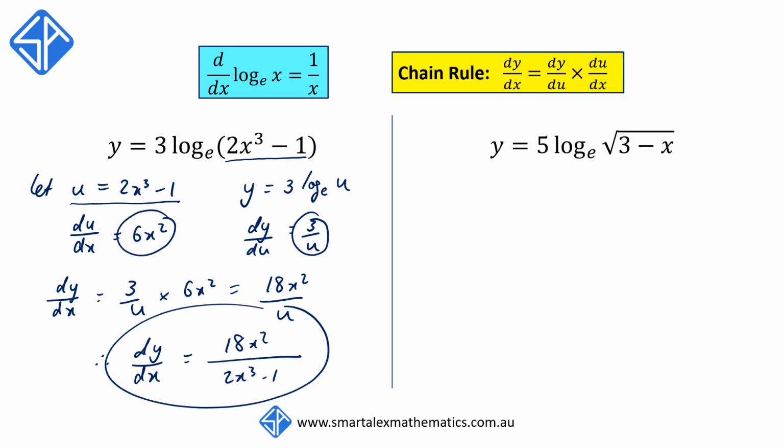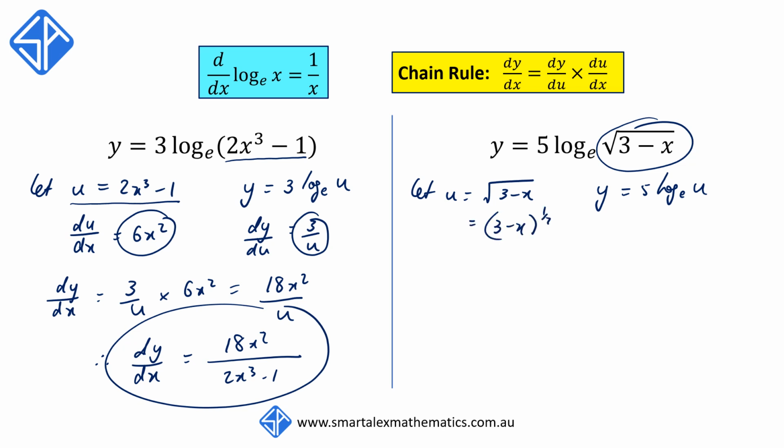Our last example, we've got y is equal to 5 times log base e of the square root of 3 minus x. This time, we're going to let u equal the square root of 3 minus x. So y is just 5 log base e of u. Now, u is equal to the square root of 3 minus x, which is the same as 3 minus x to the power of a half.